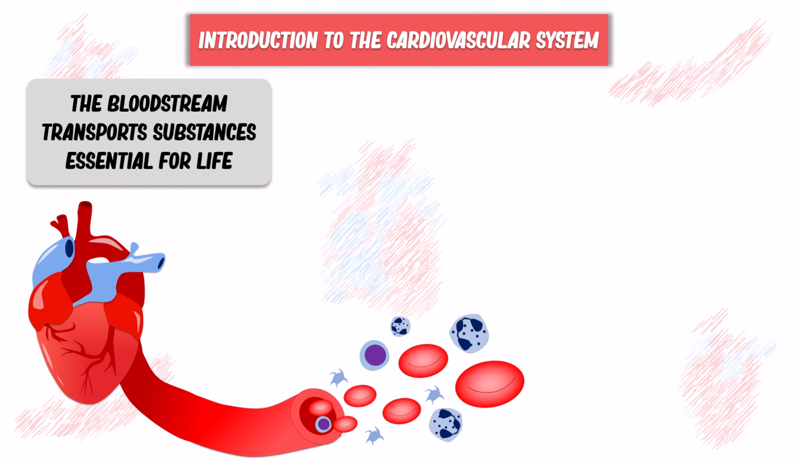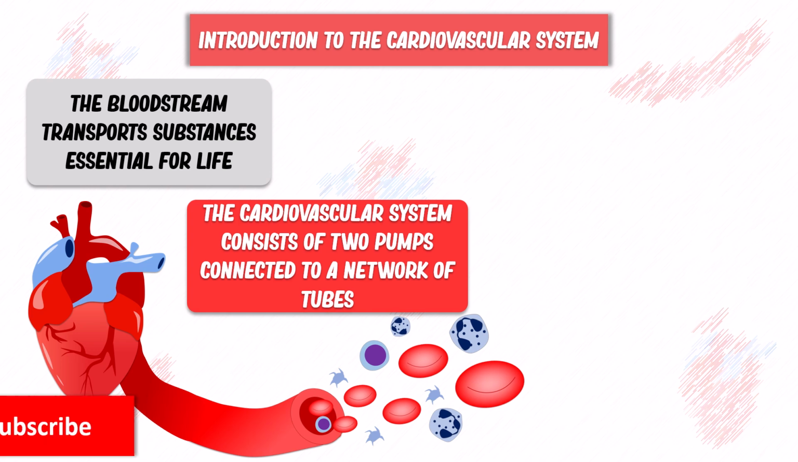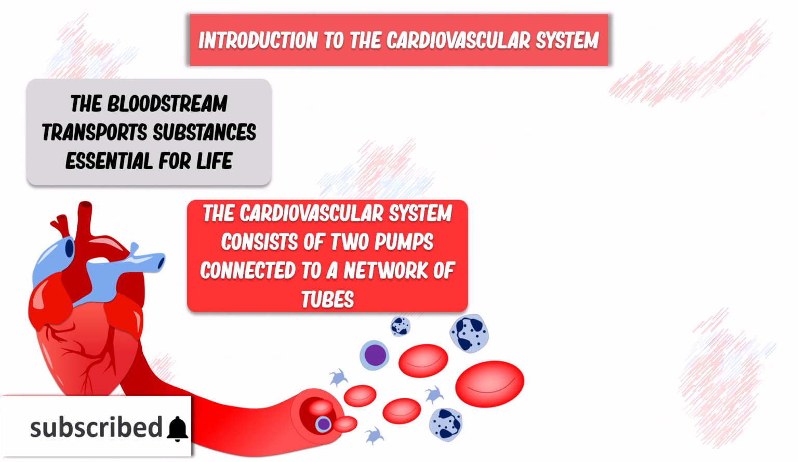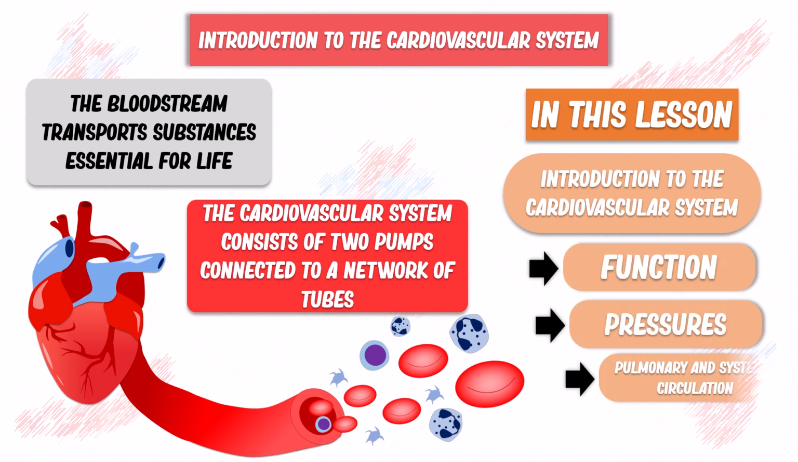The bloodstream transports countless substances essential for life. For this transport to occur, we have the cardiovascular system, which consists of two pumps connected to a network of tubes. This system ensures that blood reaches the various tissues of the body. In this lesson, we'll introduce the cardiovascular system, covering its function, types of pressure, and key aspects of pulmonary and systemic circulation.